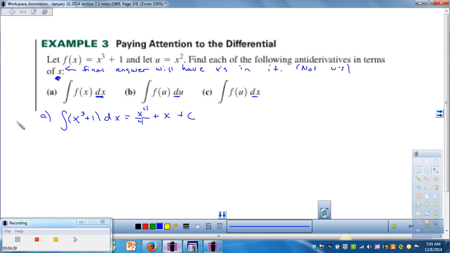Now part B says, I would like you to find the integral of f of u du. So they're telling us to integrate with the variable being u, and then go back to x. All right, so let's do that. So, what is f of u?